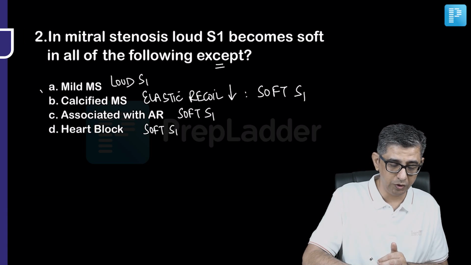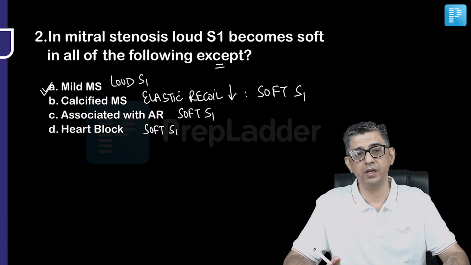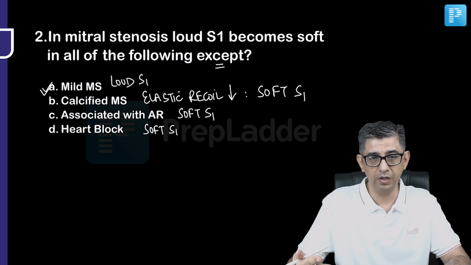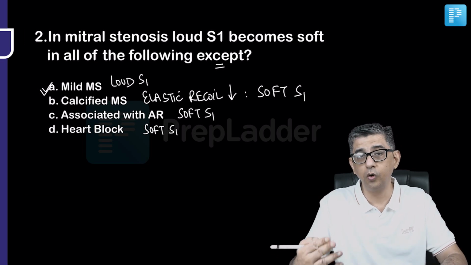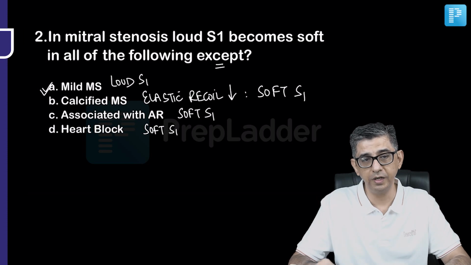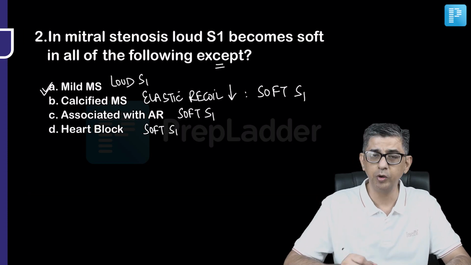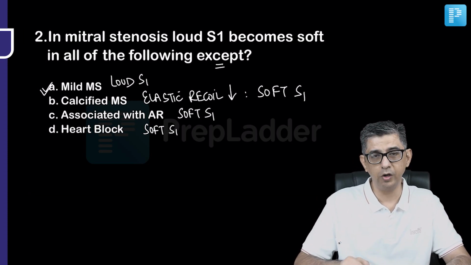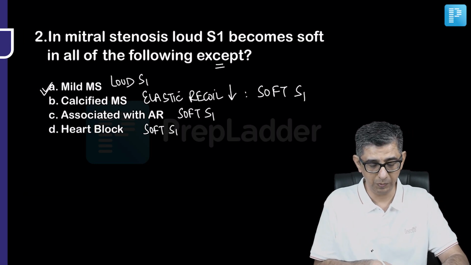The question language should be read once again before I mark the answer. In mitral stenosis, loud S1 becomes soft in all the following except. So you can see that soft has been demonstrated for B, C, D, which is why by exclusion the answer would be option A.